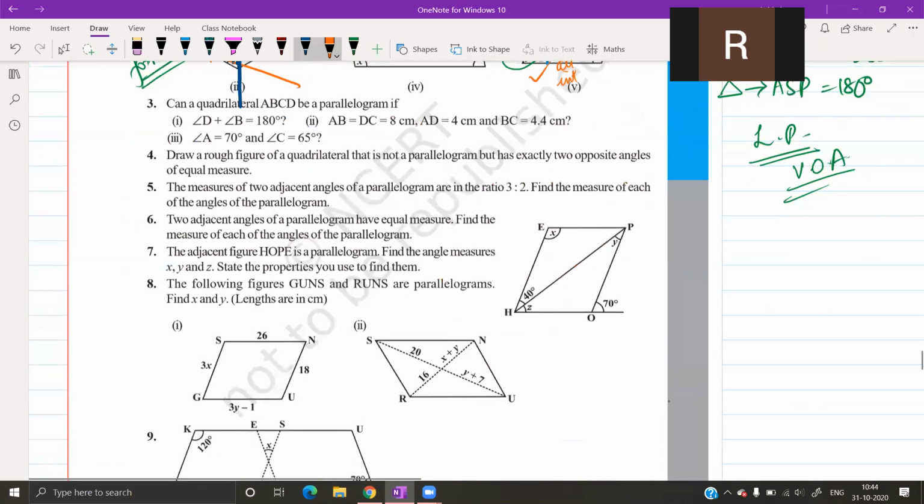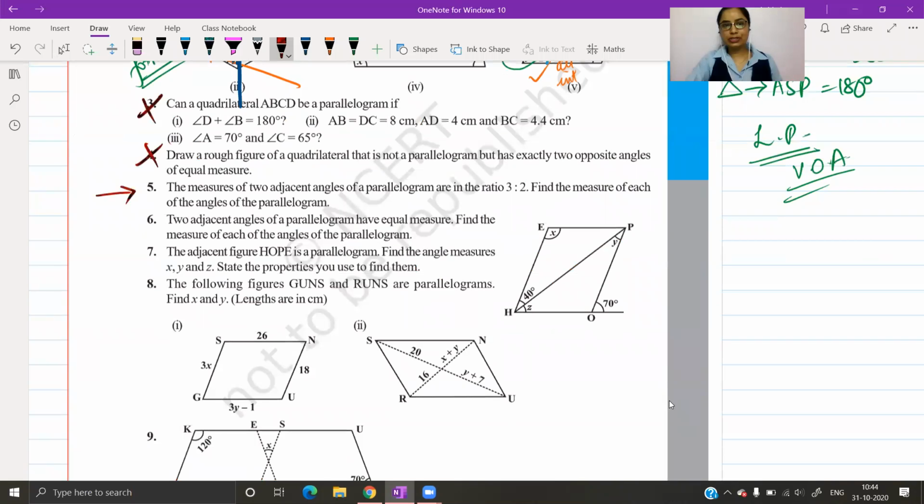Ma'am, fifth question done. Good. Fifth question. The measures of two adjacent angles of a parallelogram are in the ratio 3:2. Find the measure of each angle of the parallelogram. We will be using linear equations along with the properties of parallelogram to find out the values here.